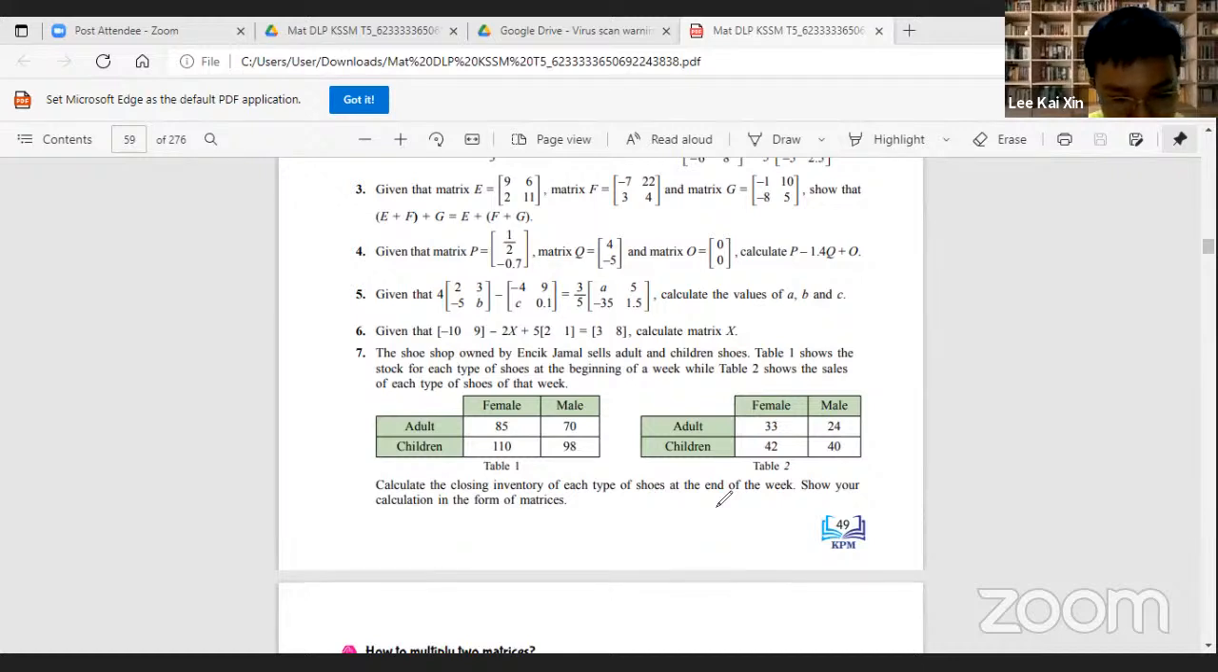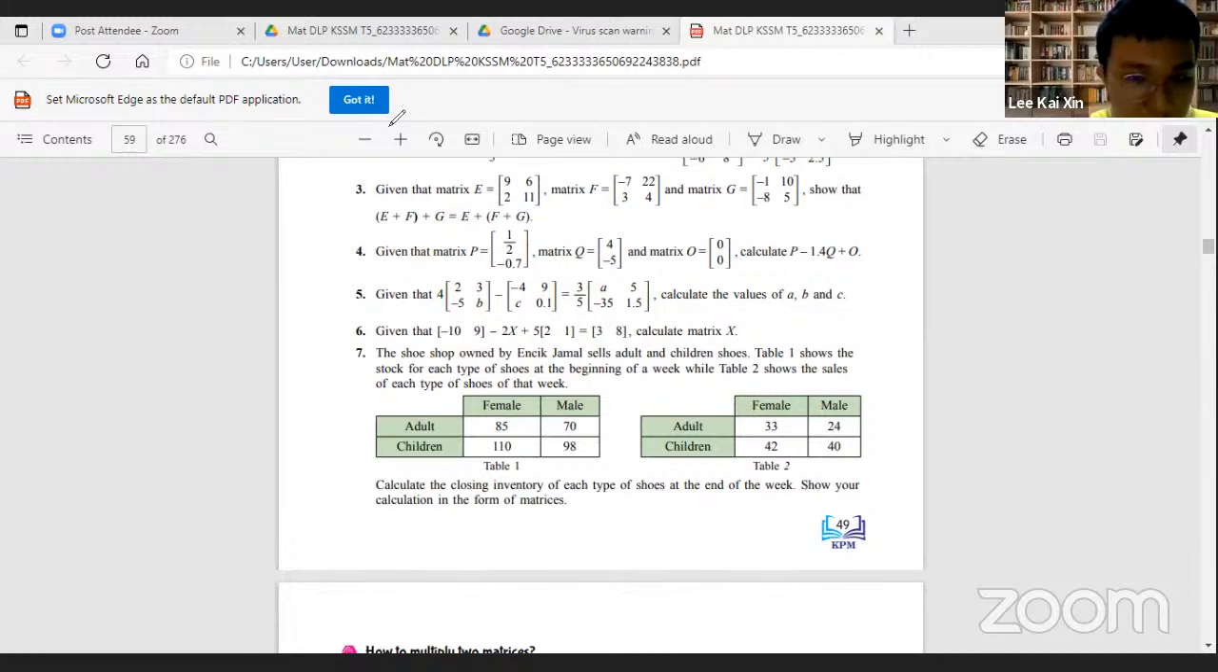Okay, so closing inventory is the amount of stock that the organization has at the end of an accounting period. In simple words, if you don't understand what I said just now, it's the amount of stock at the end of an accounting period. That means the remaining stock. Closing inventory means the remaining stock in other words.